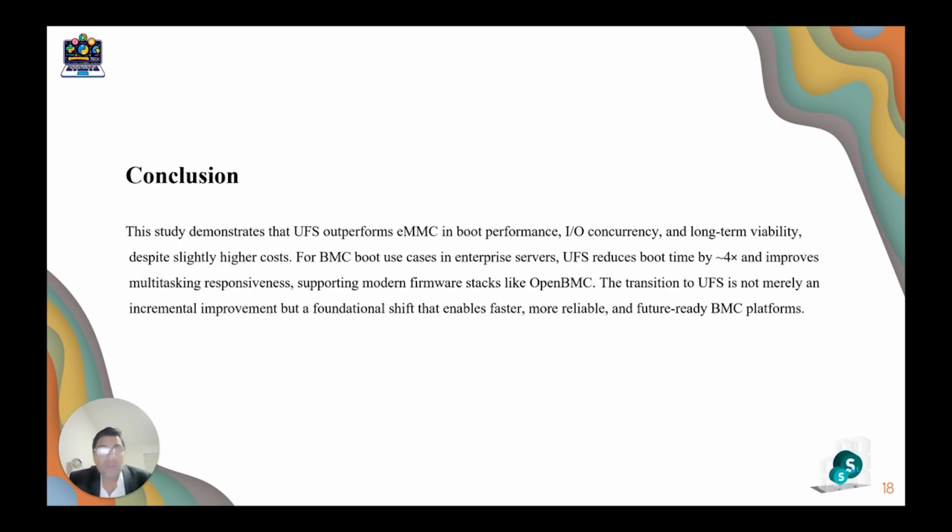So this is my final slide. What the study demonstrates is that UFS, in any case, on any day, outperforms eMMC boots, whether it be IO concurrency or long-term viability of hardware. It has slightly higher cost, but I still feel it's much cheaper comparatively, for all the benefits you get.